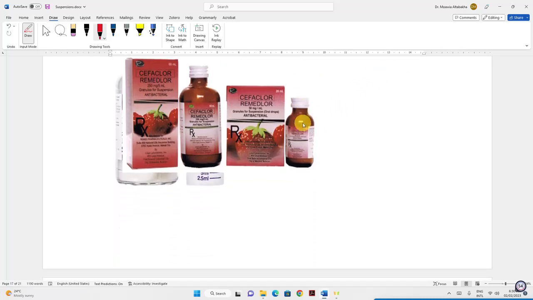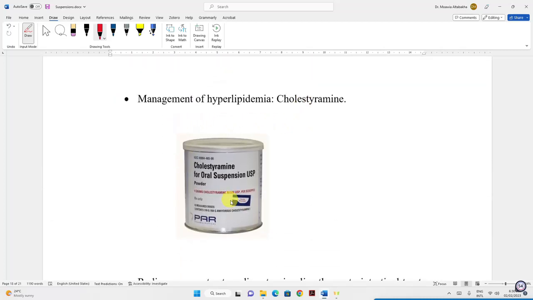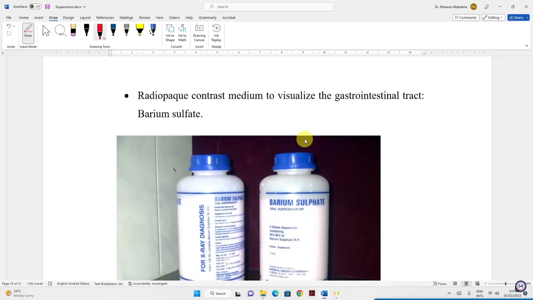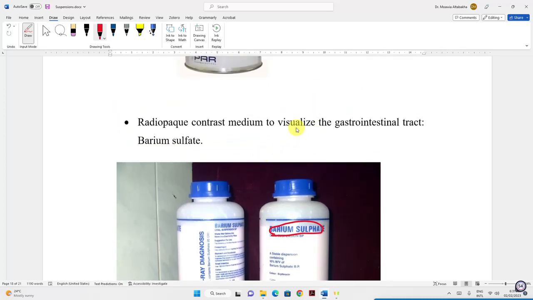Okay, of course you need to add water to the specified volume. There is also cholestyramine for oral suspension, and that is for the management of hyperlipidemia. We have also a radio-opaque agent, which is barium sulfate, and after administering it to the patient, it's used to visualize the GIT tract because it's radio opaque.